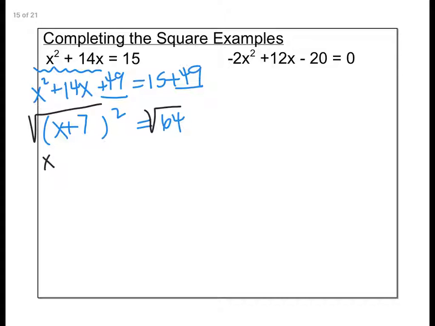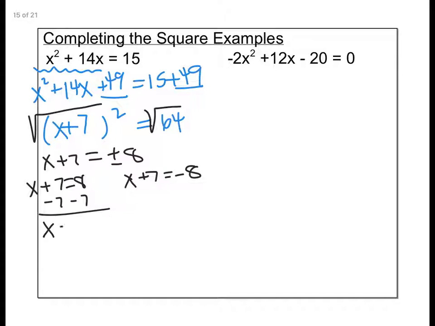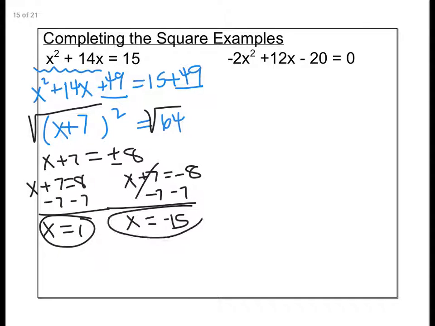So I'm left with x plus 7 equals plus or minus 8. And then I'll solve each equation. So I have x plus 7 is equal to 8, and x plus 7 is equal to negative 8. Subtract 7. I get x is equal to 1. Subtract 7 in my second equation. X is equal to negative 15.